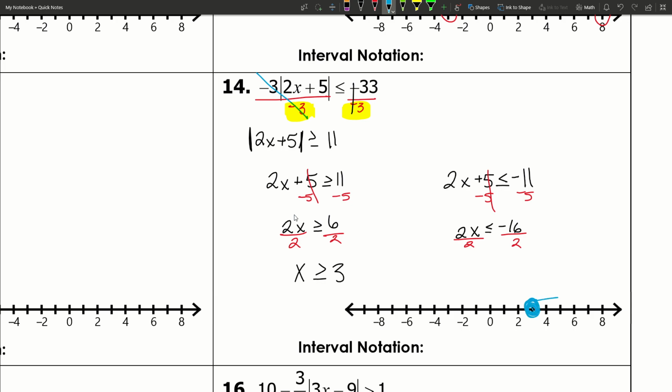And that arrow points away because of our inequality. Negative 16 divided by 2 gives us negative 8. And again, if you look at our inequality, it's pointing to the left. So I put a closed circle and also point away.